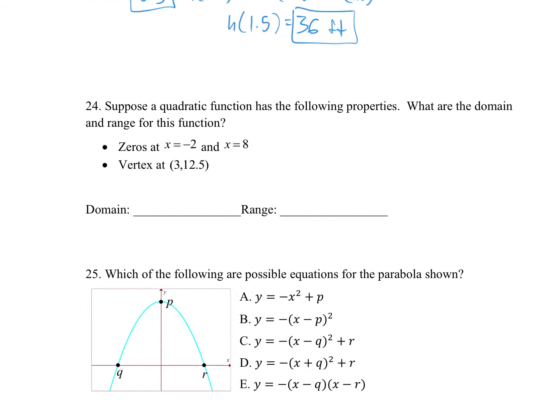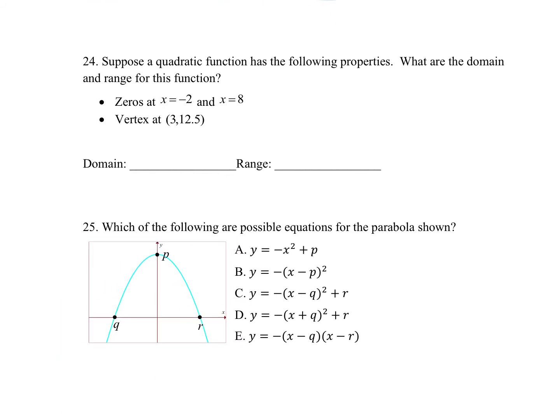So let's move on to question 24. Suppose a quadratic function has the following properties. What are the domain and range for this function? So we know that it has zeros at x equals negative 2 and x equals 8. And we know that it has a vertex at (3, 12.5). So let's think about what this graph might look like. So if I draw a coordinate plane, let's say maybe negative 2 is about here, and 8 might be about here. And our vertex is at (3, 12.5), so it'll be somewhere up here, right?